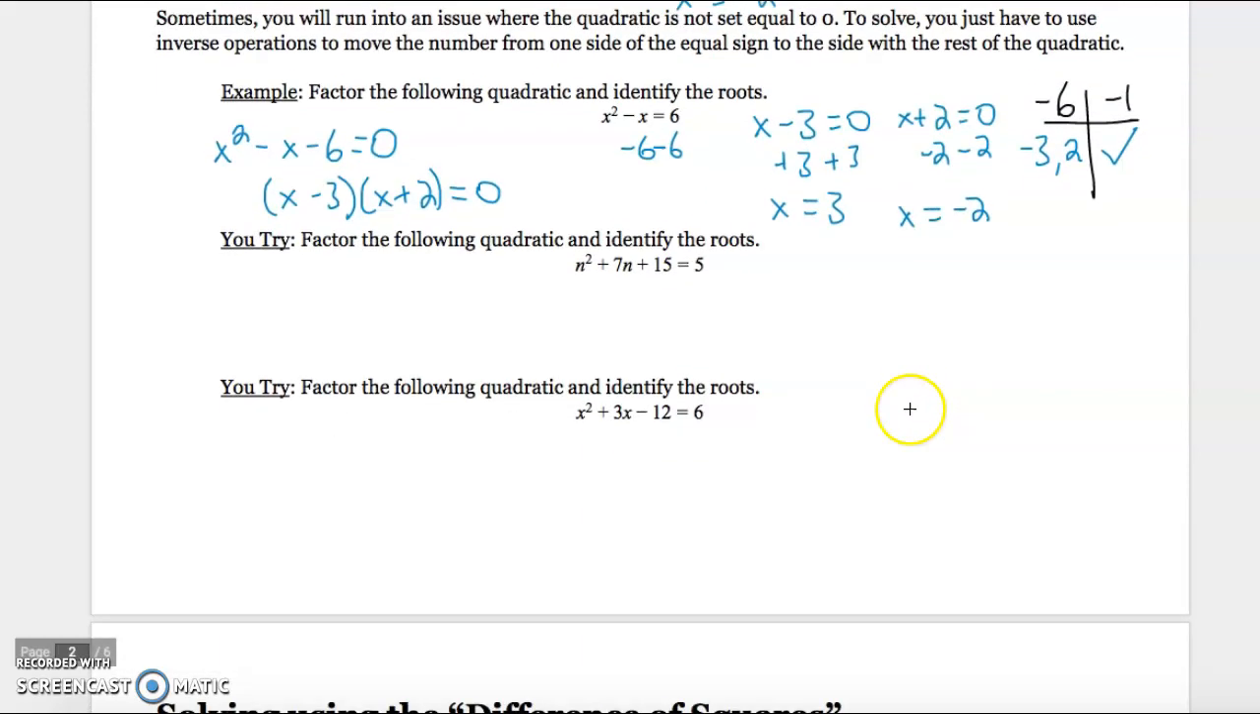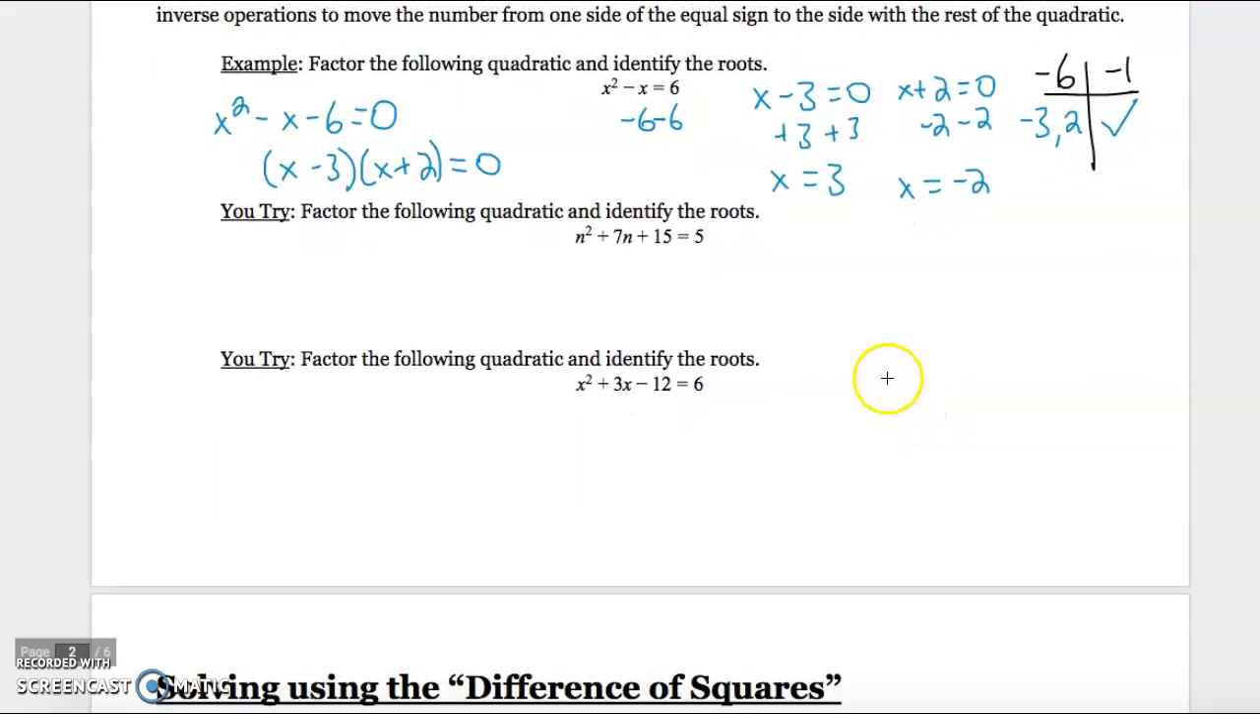All right, if you want to go ahead and pause and try those you-tries, feel free. And now I'm going to go through them. Okay, so again, this isn't set equal to 0. That's the first thing that always has to be true. So I'm going to go ahead and subtract 5 from both sides. So then I'll have n squared plus 7n plus 10 equal to 0.